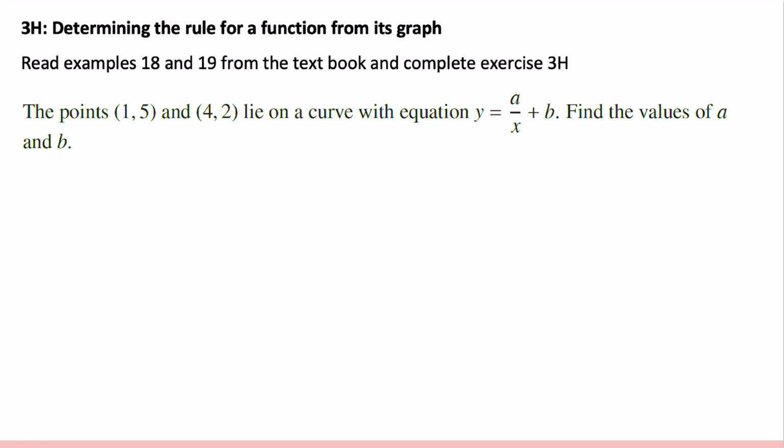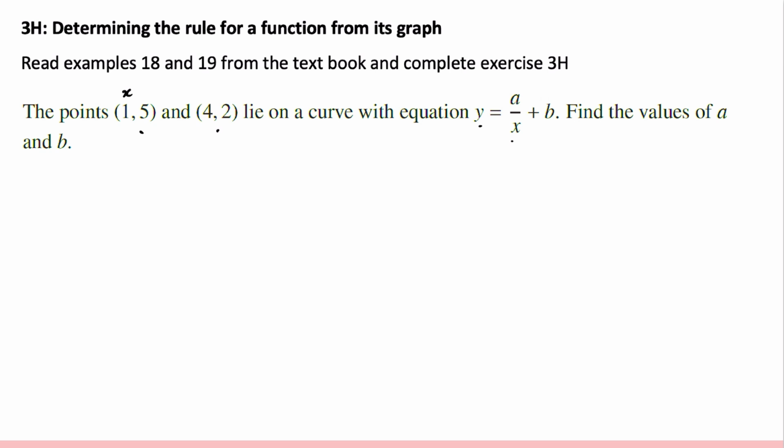So our examples from 3H are as follows. The first one says the points (1, 5) and (4, 2) lie on a curve with the equation y equals a on x plus b. Find the values of a and b. Now, unfortunately, neither of these are special points, so we're going to have to just do our classic substitution. There are 2 unknowns, therefore I need 2 points.